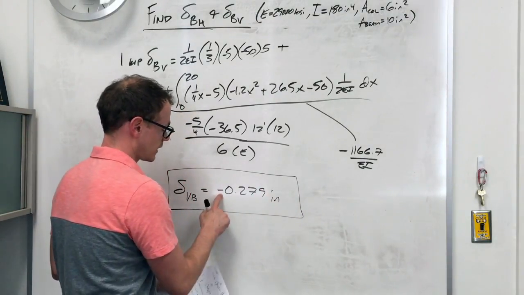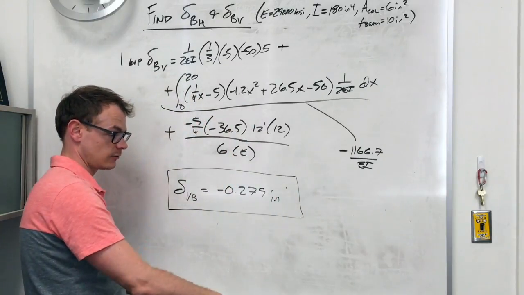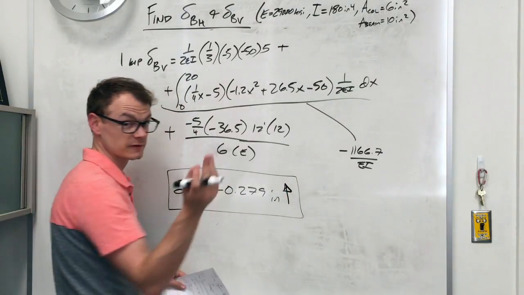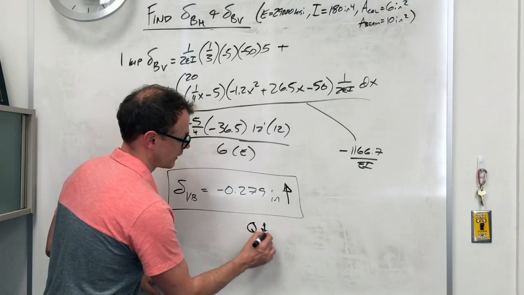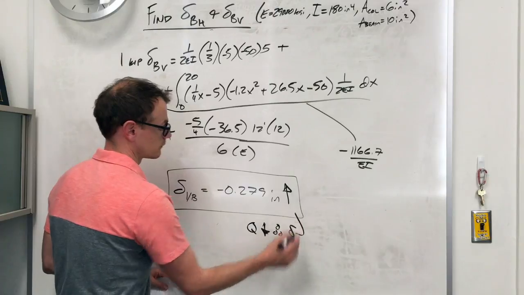Okay, so I got a negative. That means it goes which direction? I push down with Q, so that means it goes up, right? So negative means up in this case, because my Q was down. Therefore, delta is up.